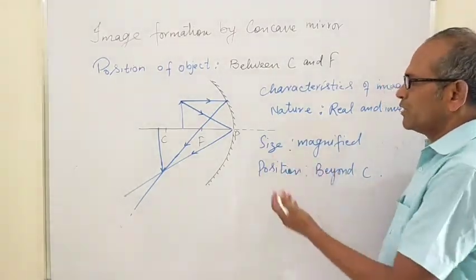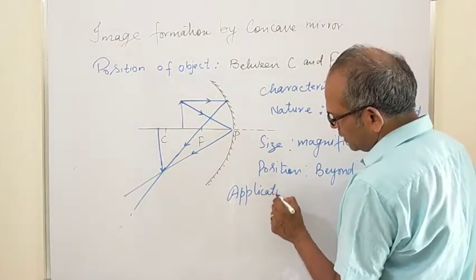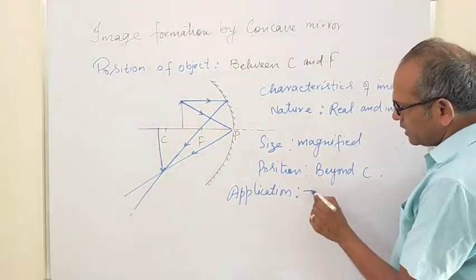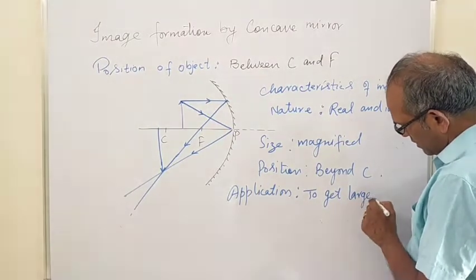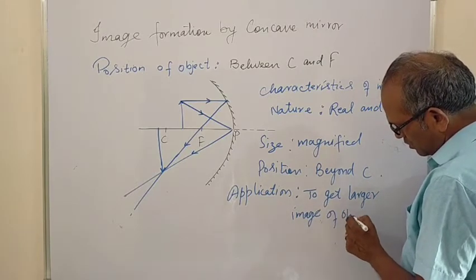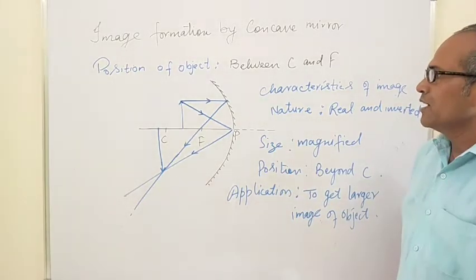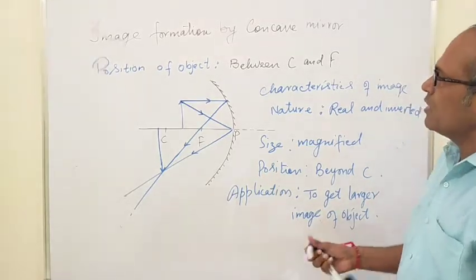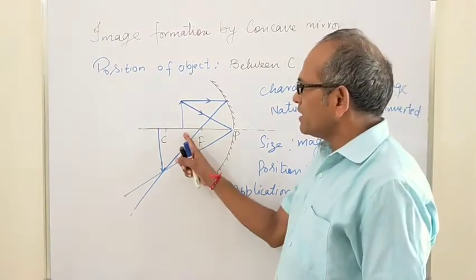So here, where do we apply? Apply to get enlarged image. Application. Zoom out and zoom in आप लोग बहुत करते हैं कैमरा फोटोग्राफी में. So to get a large or magnified larger image of the object, you use this concept of reflection of light or image formation. Okay. Now I will bring the object at F.